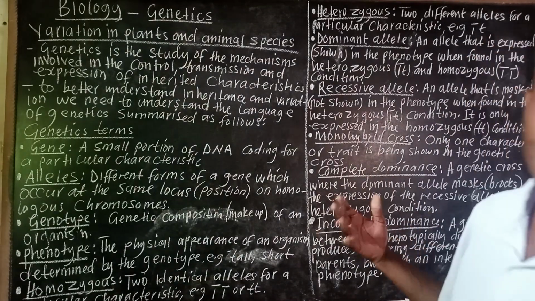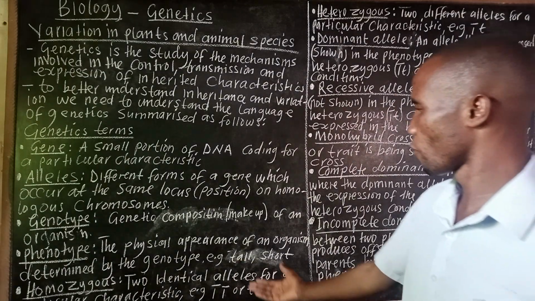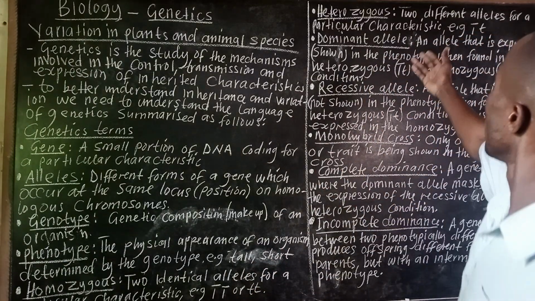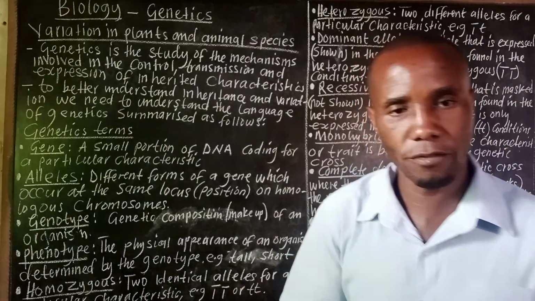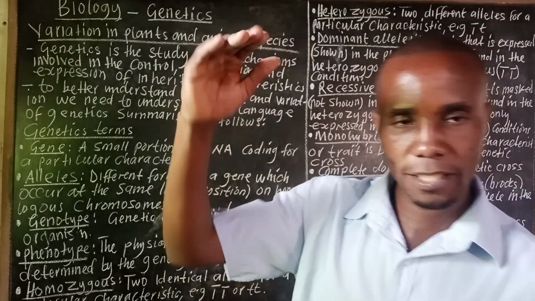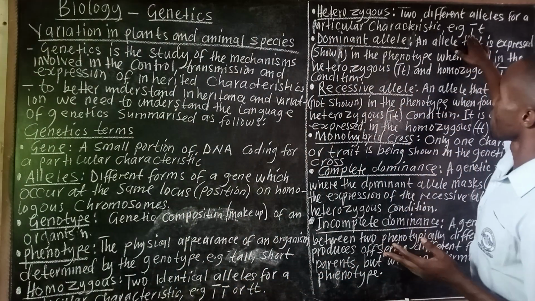Then heterozygous. What about heterozygous? Heterozygous is just the opposite of homozygous. Here, two different alleles for a particular characteristic. So this time around, you are going to have the capital letter T and the small letter t. That is the example which we are given here.